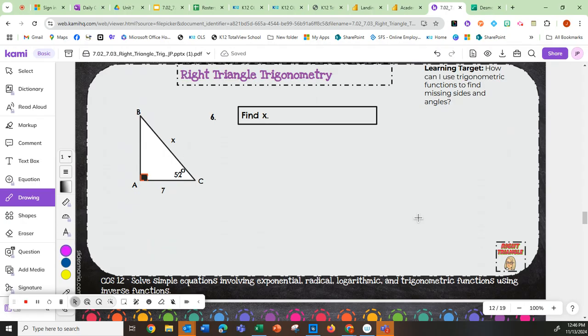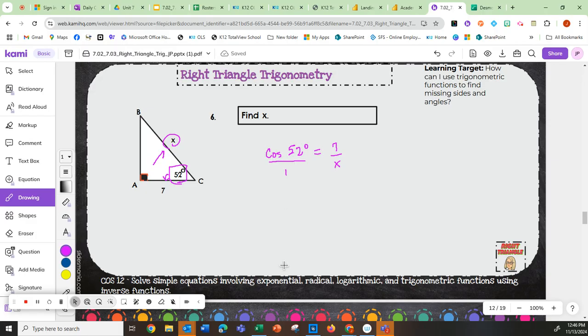All right, number 6 is asking you to find x. So again, I am going to view this from the angle that I'm given, which is never going to be the right angle. You're always going to view it from the other angle, never the right angle. So let's look at what we have. We have the adjacent leg and we have the hypotenuse. So since I have adjacent and hypotenuse, I know this problem has to be worked with cosine. I don't know the opposite leg. That means you can't use sine and you can't use tangent. So we're going to set this up as the cosine of 52 degrees is equal to 7 over x.